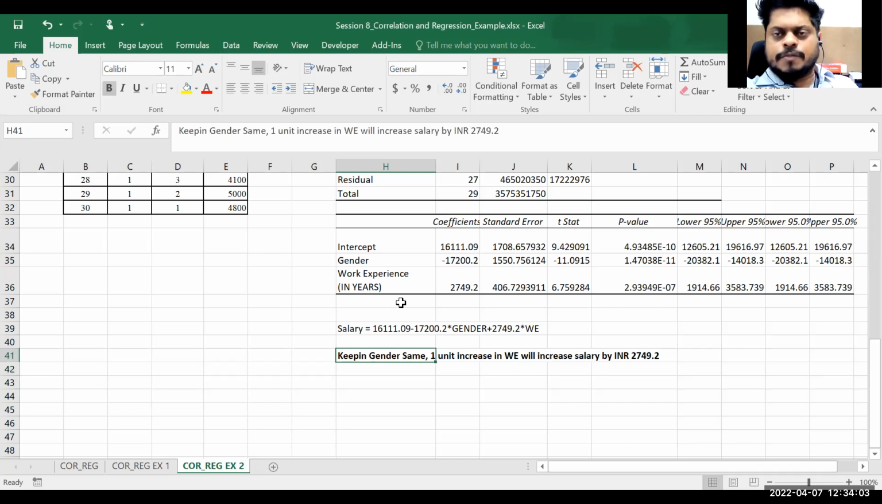This you have already discussed in the previous kind of equation. What about gender? How to interpret this? What does this minus 17200 mean?